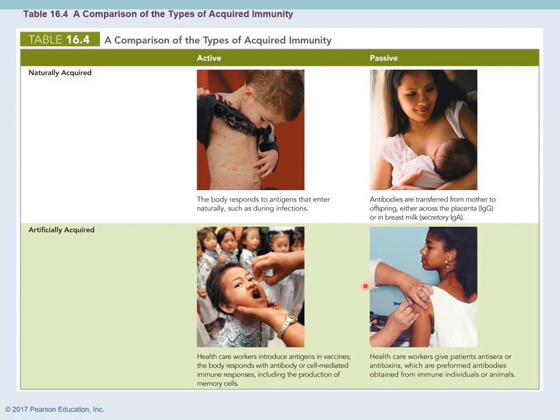The artificially acquired passive is often used with someone who maybe is immunocompromised, who cannot receive a vaccine. Maybe they're allergic to some of the components in it. Maybe their immune system is already suppressed for whatever reason. They cannot get the vaccine. They cannot be exposed, but they need protection. So you give them preformed antibodies. It will protect them for right now. Once again, does passive confer long-term protection? No, it does not.